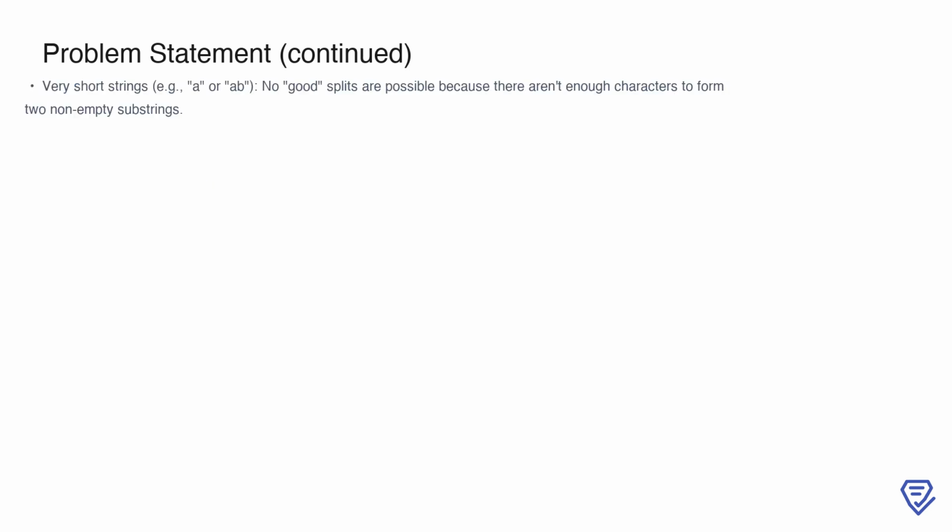Finally, let's address some constraints and edge cases. For very short strings, such as S equals A or S equals AB, no good splits are possible. This is because the string is either too short to form two non-empty substrings or because the unique character counts in the two parts cannot match. Additionally, for strings with all identical characters, like AAAA, every split is good, as noted earlier. And for strings with no repeated characters, such as S equals ABCD, there is typically only one valid split where the unique character counts are equal. These scenarios help us better understand how the problem behaves under different conditions.